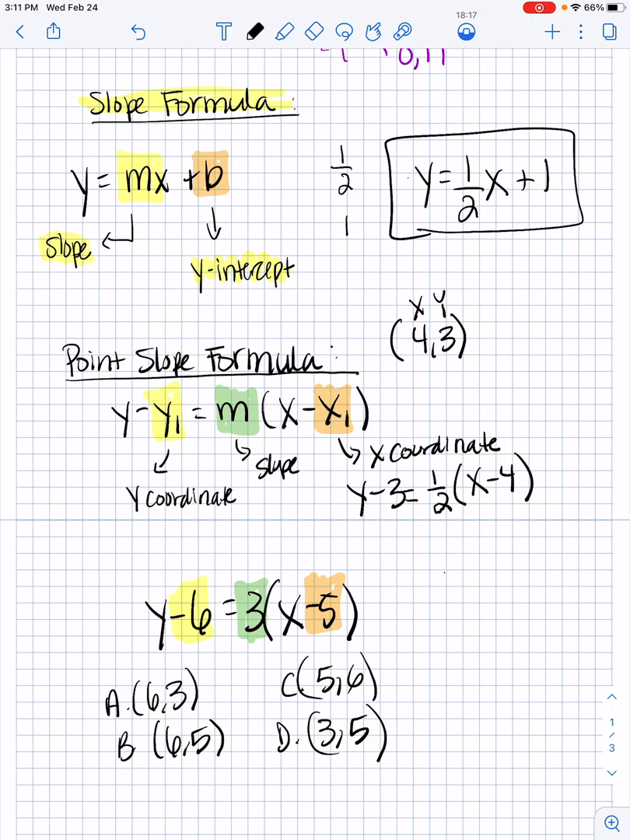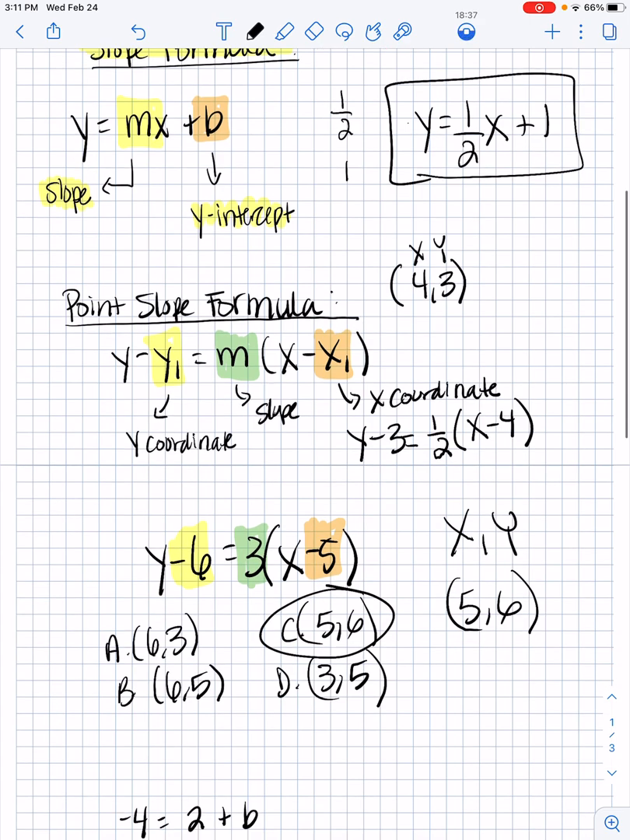Remember that we write our coordinates as x, y. So the coordinates for this one would be 5, 6. So the answer that you would choose would be C. If you have any questions on that, let me know, okay?